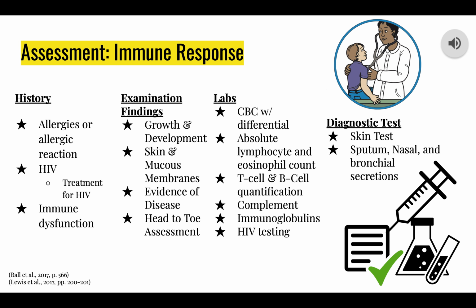IgA prevents antigens from binding to cells within the respiratory and the GI tract. And IgD, its function is not completely understood yet. And the last test that can be looked at is, of course, the HIV testing.